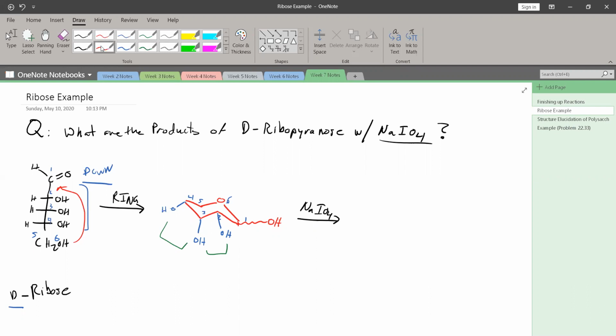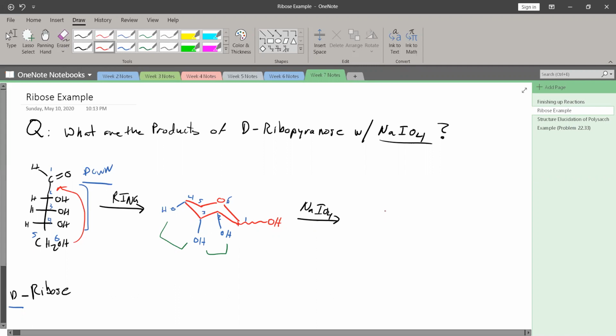Well, drawing the sugar again. So in this case, right here, this will just have some anomeric carbon. Okay, anomeric carbon, and then going back up. Now, here's where it starts getting weird. Because this is the first cis bond right here, this OH on carbon 2 will turn into a C=O.